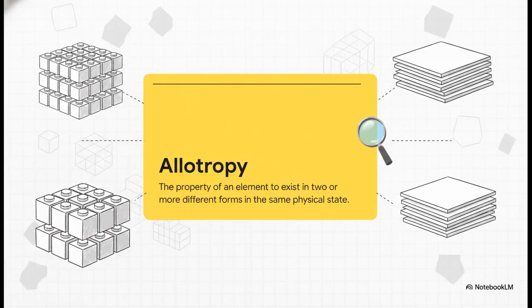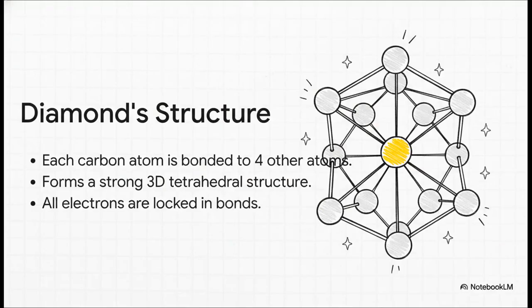Allotropy sounds complicated, but it just means that an element can build different structures with its atoms, even while staying in the same state, like a solid. Think of it like having a big pile of identical Lego bricks. You could use them to build a super solid, strong cube, or you could use those exact same bricks to build a stack of thin, flat sheets. Same bricks, totally different structures.